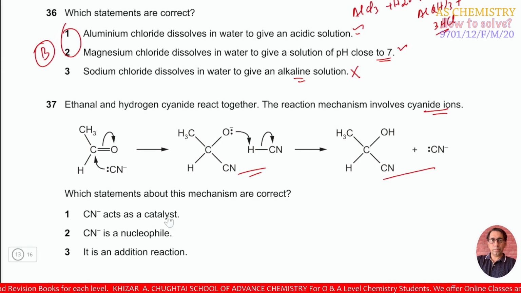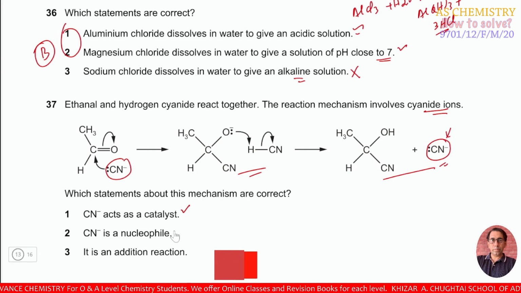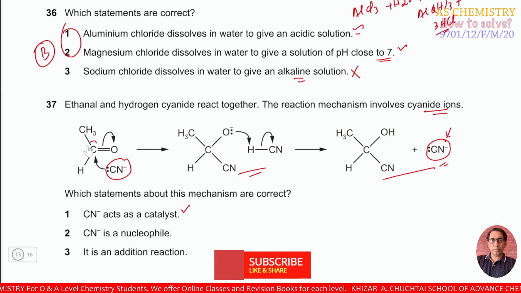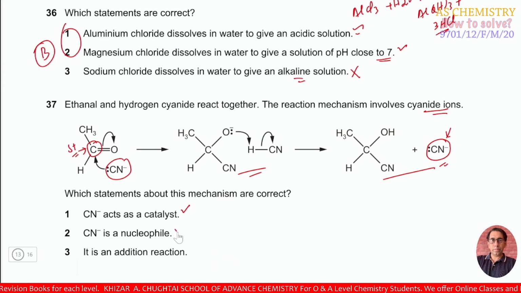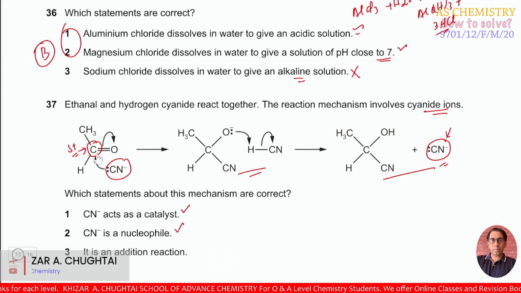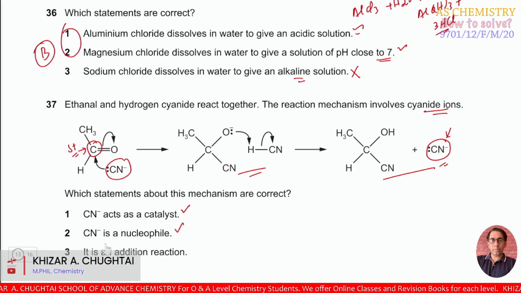CN negative ion is acting as a catalyst. Yes, this CN negative ion is acting as a catalyst, and it can be seen from this picture because it is going to regenerate itself at the end of the chemical reaction. CN negative ion is a nucleophile. Yes, it is a nucleophile because it is attacking this carbon atom, which is said to be the electrophilic carbon. And yes, it is the nucleophile, and this carbon is the electrophile. The last one is, it is an addition reaction.